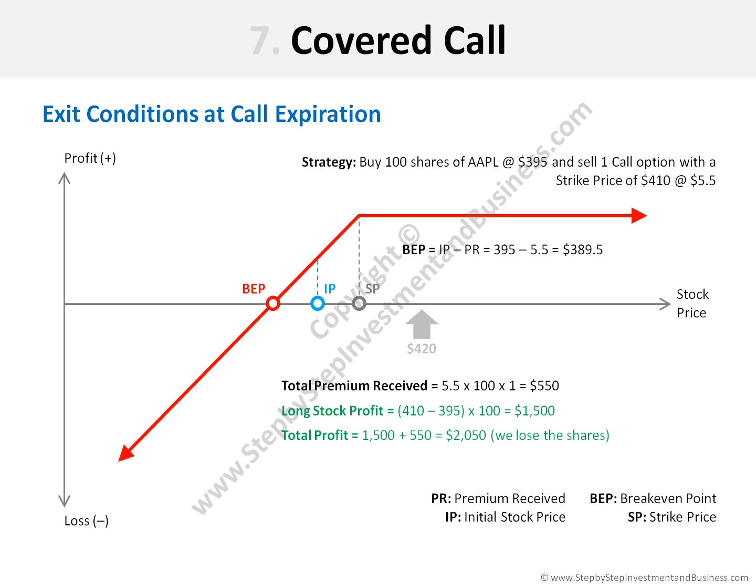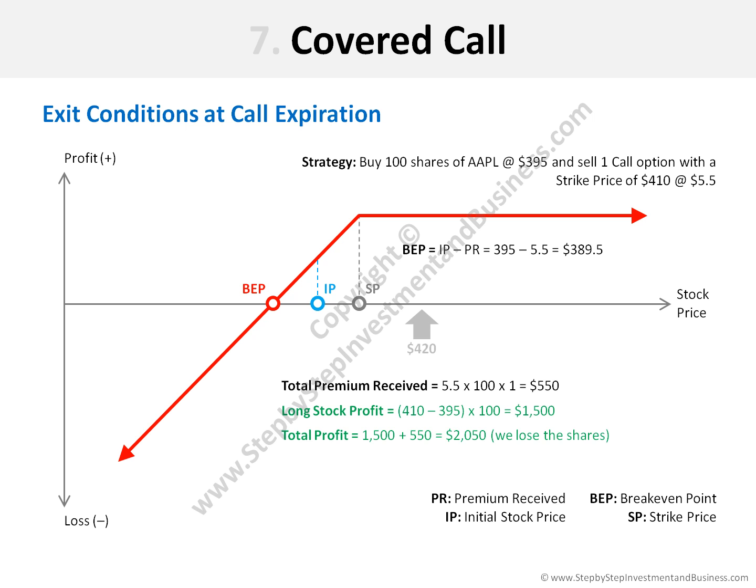Finally, if at call expiration the stock price is higher than the strike price of the option, for example $420, in that case, we will have the following. The premium received is always $550. On the other hand, as the options sold will be expiring in the money, we will be obligated to sell the 100 shares at the strike price, that is, at $410. Thus, we will be making $1,500 from the long stock position.